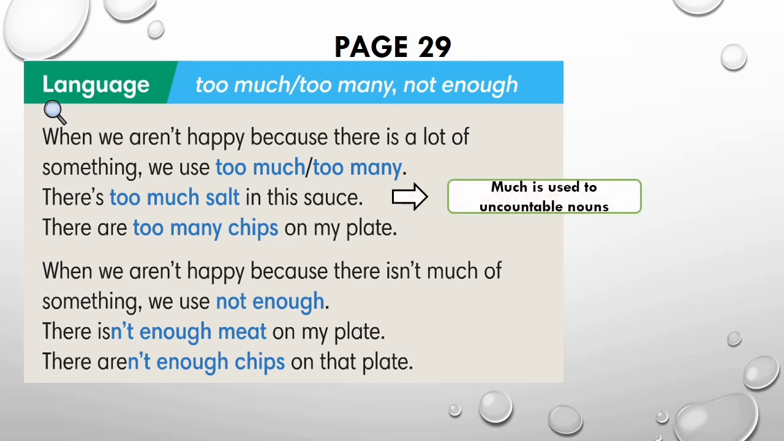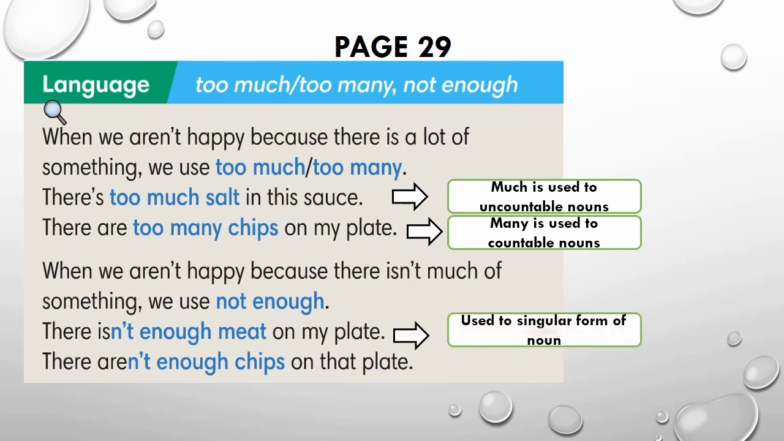Okay, there's too much salt in the sauce. Much is used with uncountable nouns, like I said before, and many is used for countable nouns. Okay, and there isn't is used with the singular form of a noun, and there are is used with the plural form of a noun.